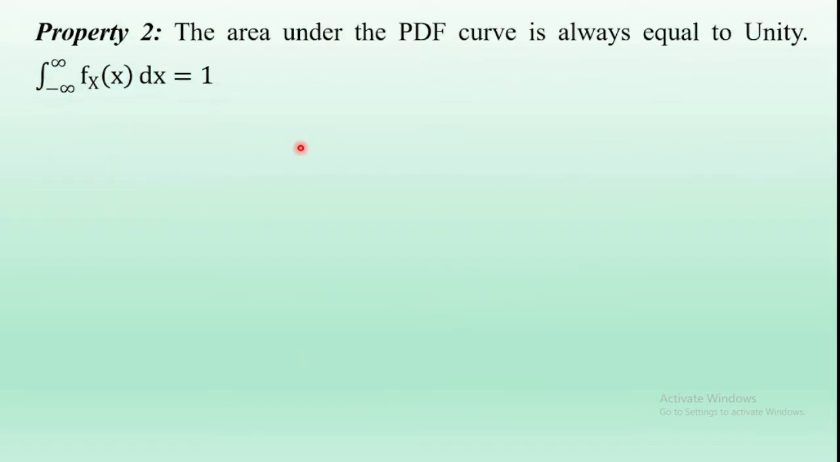And second property: the area under the probability density function curve is always equal to unity. That is, the integral from minus infinity to infinity of fX(x) dx is equal to 1.